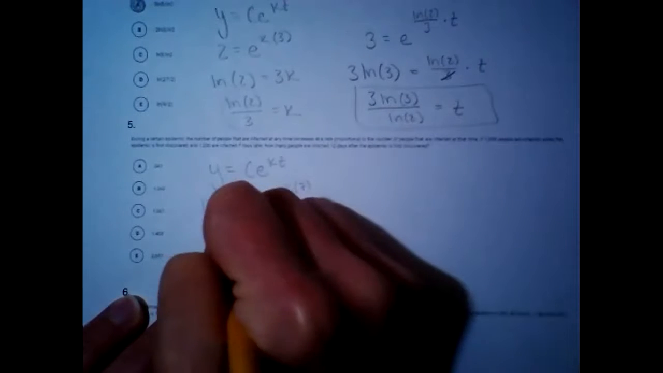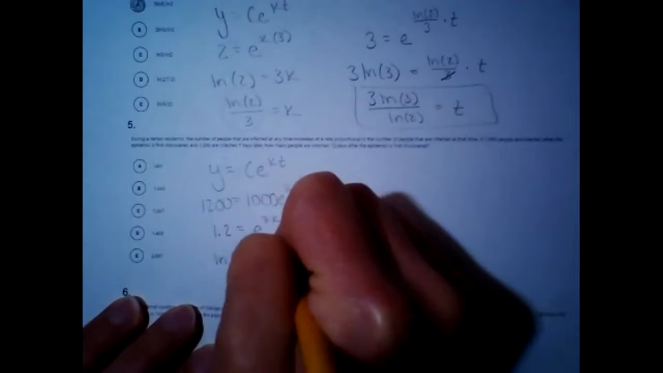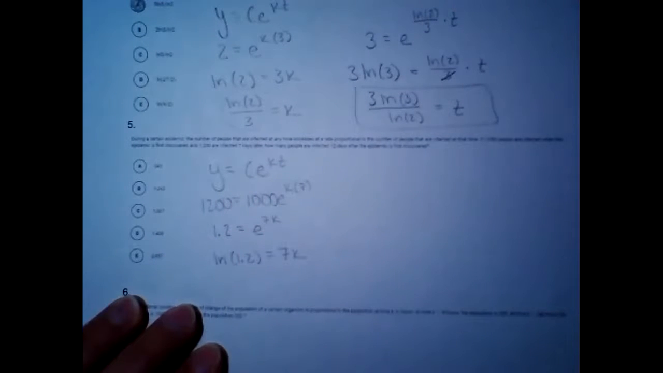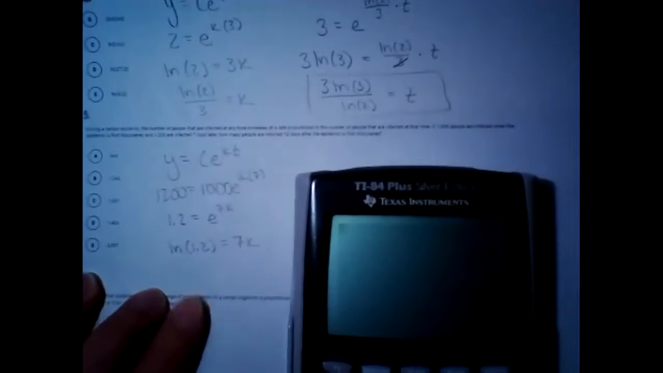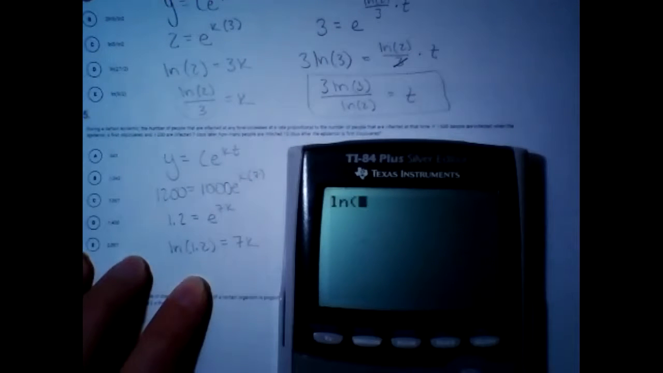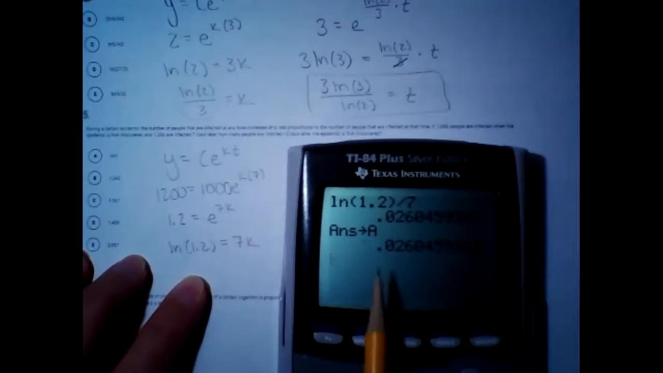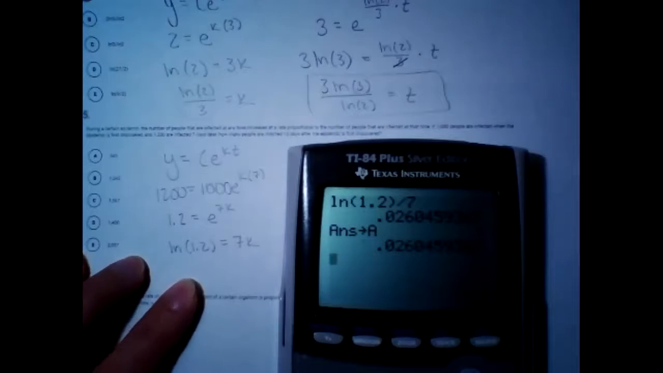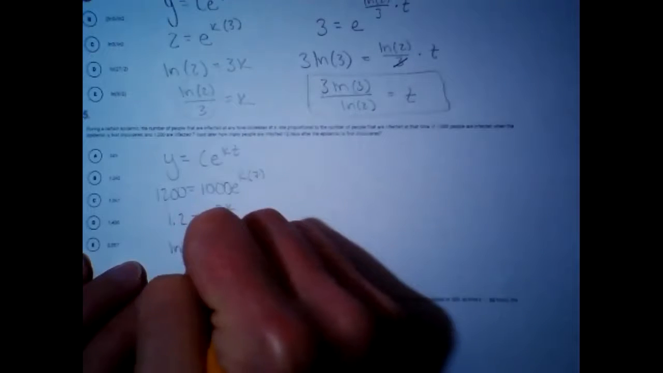And then we're going to ln both sides. And then we're going to divide by 7. So we're going to type in here ln of 1.2 divided by 7. I'm going to store that. I'm going to write 0.026 on my paper, but I've stored that so I can reuse it.